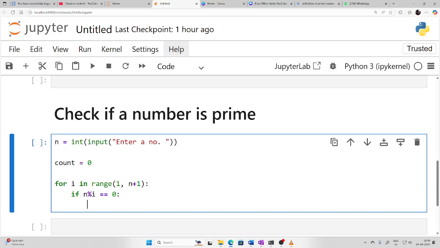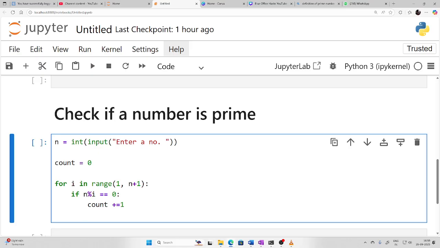then, sorry, this is basically remainder 0. So I have to do what? Count, I have to increase by 1. That's it, and done. Now I have to just check the count.